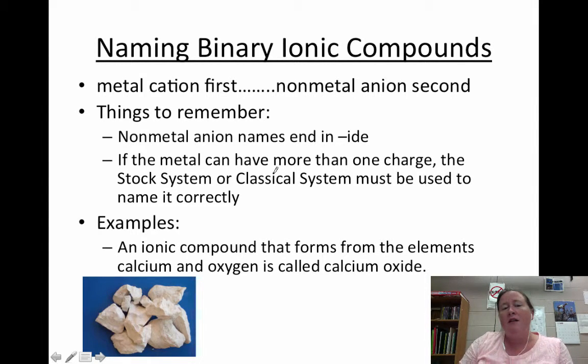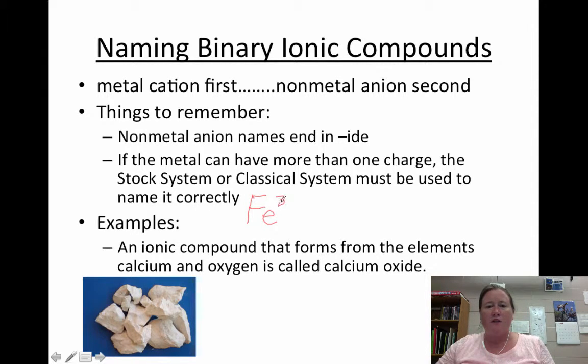Also, if that metal can have more than one charge, like iron and lead and copper and nickel and chromium, and those are just to name a few, we have to indicate what charge is on the ion that makes up that compound, and to do that we use the stock system, which is the Roman numerals in parentheses, where the Roman numeral is equal to the charge. So for example, an iron ion with a +3 charge is called iron(III) ion.